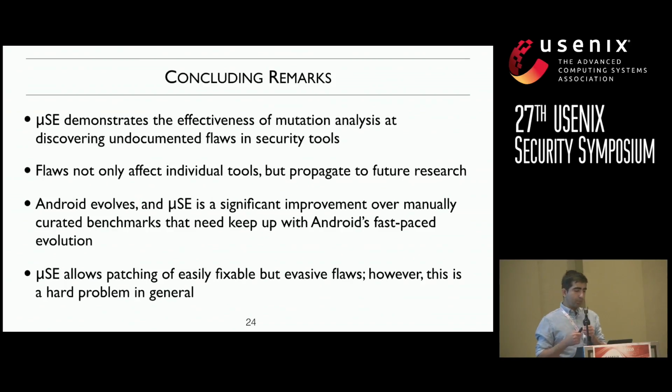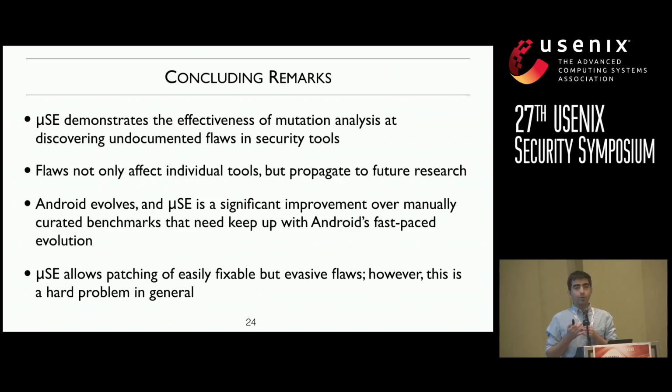So in conclusion, we demonstrate with Muse the effectiveness of mutation analysis to discover flaws in security tools. Additionally, we discover that flaws not only exist in a single tool, but they actually propagate from one tool to another, which makes it doubly important to document these flaws in proper channels.